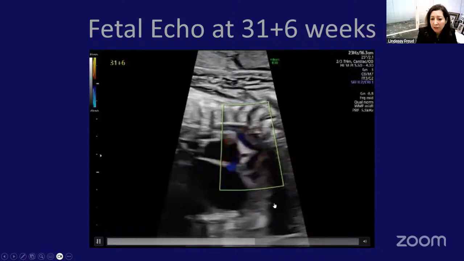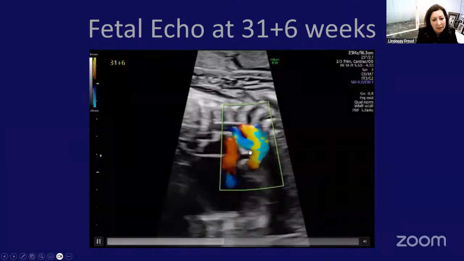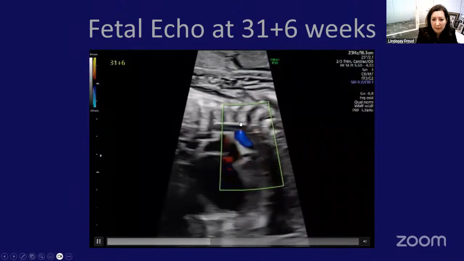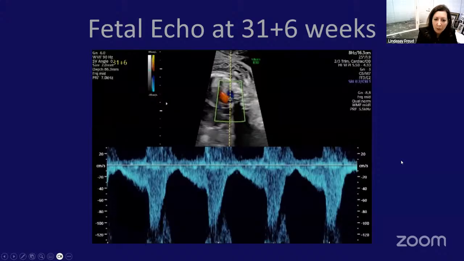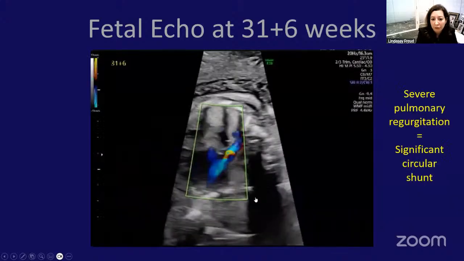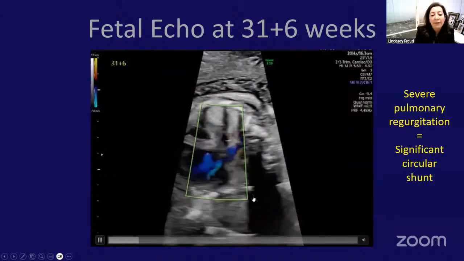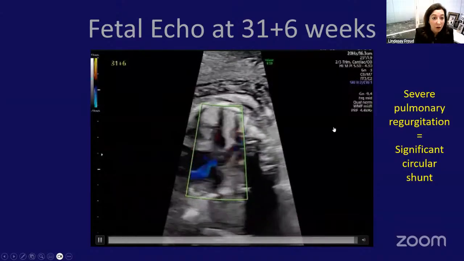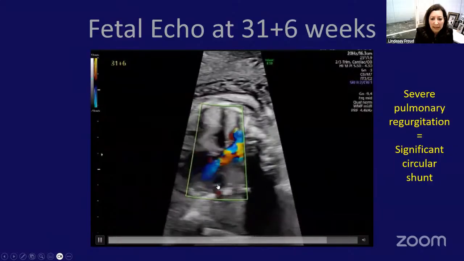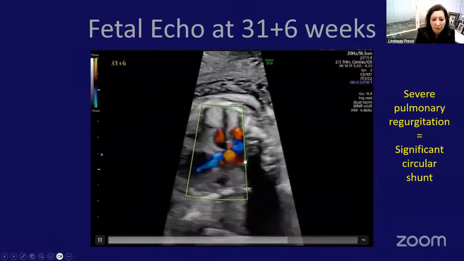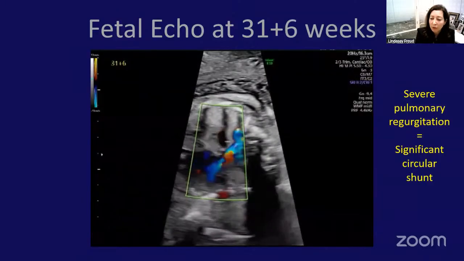As you move on to look at the duct, you see that it's a nice big duct, but it's all reversed left to right shunting. You can see that it's the opposite direction of the aorta. And by Doppler interrogation, you can prove that continuously throughout systole and diastole, there is reversed flow in the duct. And then, of course, we get to the picture of the RVOT, and to understand what's happening at that level and to understand what the fetus's physiology is and what they're at risk for.